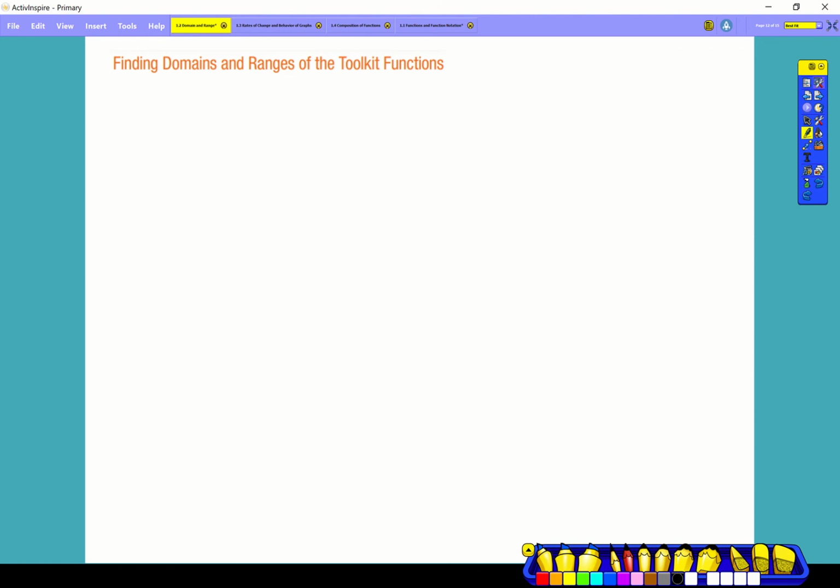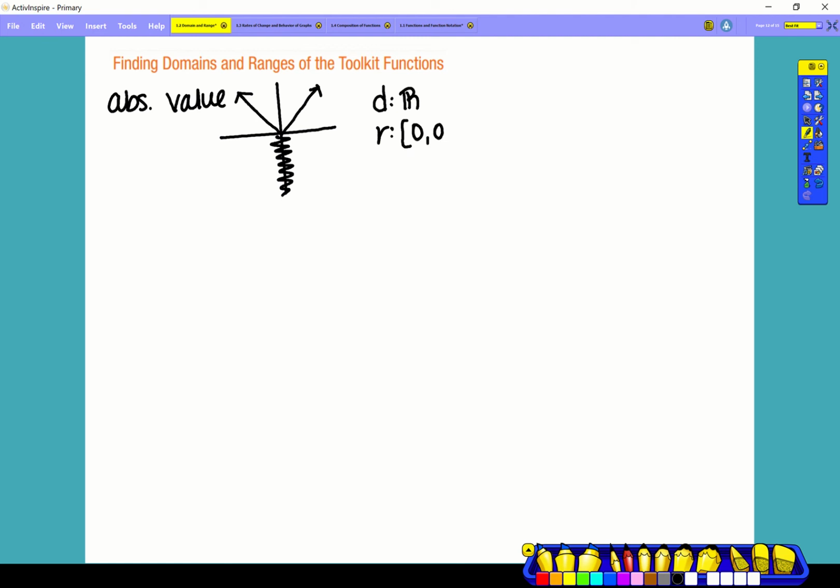Now we are going to look at the absolute value function. So it looks like along my domain, I can put in any number I want. My range, though, see how I have nobody on this part of the y-axis? I'm allowed to have 0. So my range is going to be 0 to infinity.